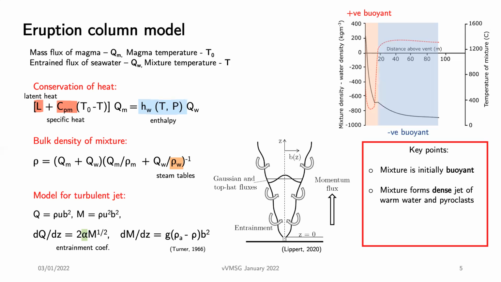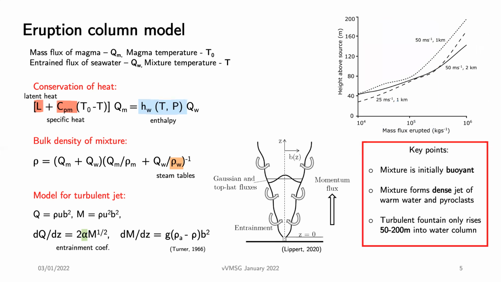Secondly, after about 20 meters from the vent, sufficient mass of water has been entrained so that the mixture is now cooler and the water density has increased, so that bulk density becomes greater than that of the surrounding water. The flow then evolves as a negatively buoyant fountain that consists of dense pyroclast and positively buoyant warm water. You can see from this graph that it only rises 100 or so meters into the water column.